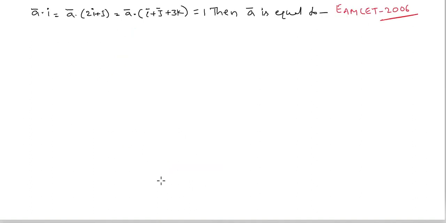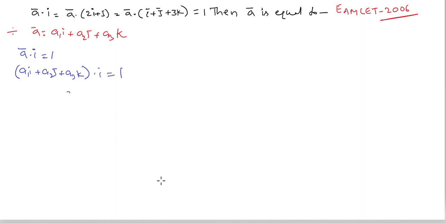Therefore, the angle between A bar and B bar is pi by 3. Next question: A bar dot i is equal to A bar dot (2i plus j) is equal to A bar dot (i plus j plus 3k) is equal to 1. Then A bar is equal to dash. This is MSET 2000. Now we take A bar is equal to a1 i plus a2 j plus a3 k. The first relation is given, that is A bar dot i is equal to 1. A bar is a1 i plus a2 j plus a3 k dot i is equal to 1, so a1 is equal to 1. Value of a1 is 1.